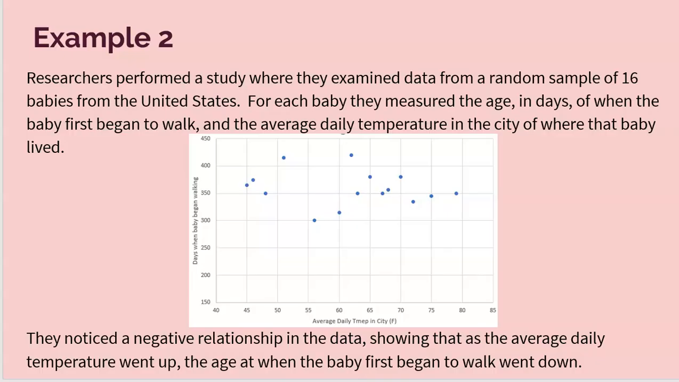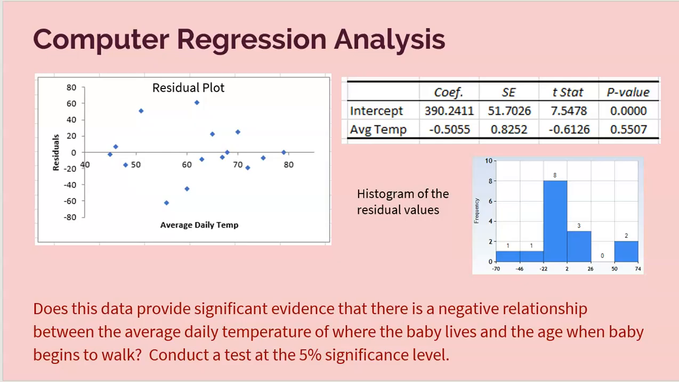All right, so here's all the other information that we need, all looking beautiful. And now we're asking the question. Now here's the most important thing we need, right? And that is, of course, the computer output table, because that's going to give us, as you're finding out here, literally everything we need. All right, so the question is, does this data provide significant evidence that there is a negative relationship between the average daily temperature of where a baby lives and the age when the baby begins to walk? So is there a negative relationship?